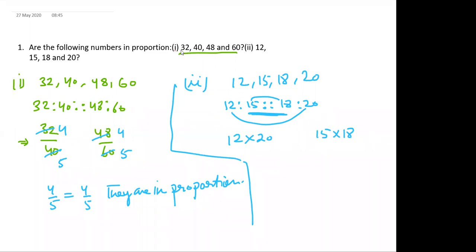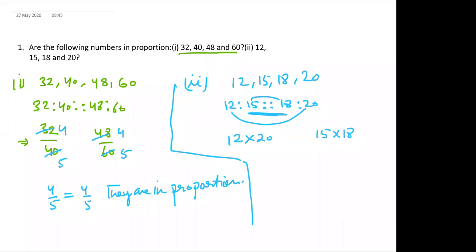So I have told you three methods to do these questions. First method is just write them in fraction form and do cross multiply. Second method is reduce both sides to the lowest fraction, and if you get the same fraction on both sides, it means they are in proportion. And the third method is the first number should be multiplied with the last and the middle numbers should be multiplied with each other. If you get the same answer, it means they are in proportion.